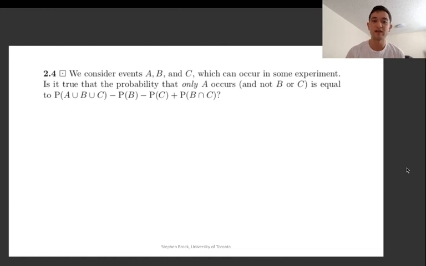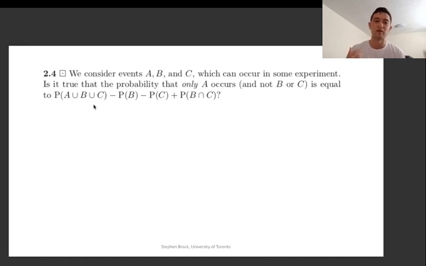We consider events A, B, and C which can occur in some experiment. Is it true that the probability that only A occurs and not B or C is equal to the probability of A union B union C minus the probability of B minus probability of C plus probability of B intersection C? So this might be kind of a large thing to look at, or a lot of terms. So let's just start off with this term right here.